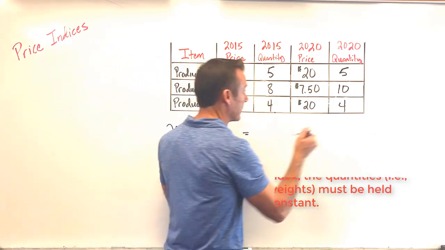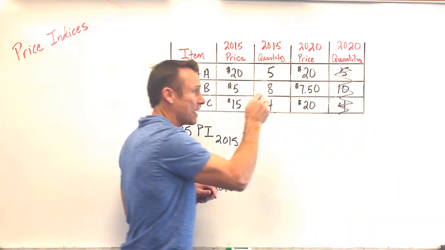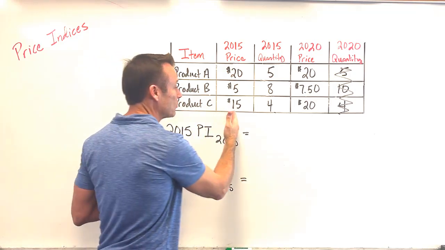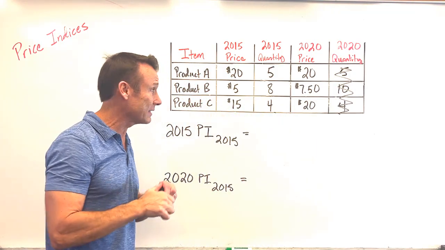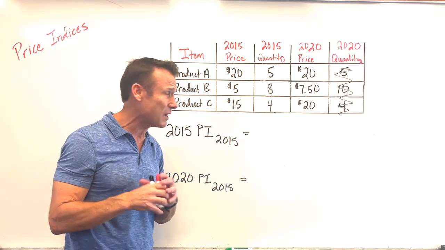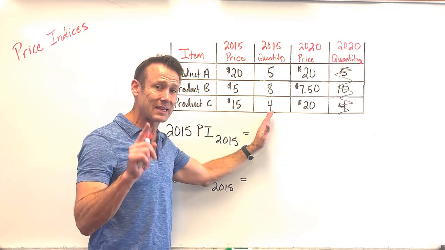So like we already had, I'm gonna get rid of this. I don't need that quantity column. Yes, I need two columns of prices. I need the prices to change because that's what I'm measuring. I want the quantities to stay the same.